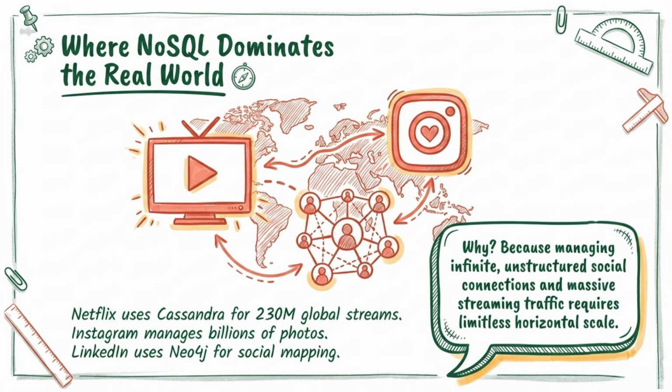Where NoSQL dominates the real world. When does NoSQL win? When scale is measured in the hundreds of millions. Netflix uses Cassandra to stream to 230 million global subscribers simultaneously. Instagram uses NoSQL to manage billions of photos. LinkedIn uses Neo4j to power social connections across hundreds of millions of users. Unstructured data at this scale demands horizontal, limitless expansion.